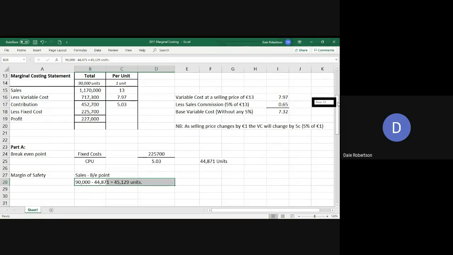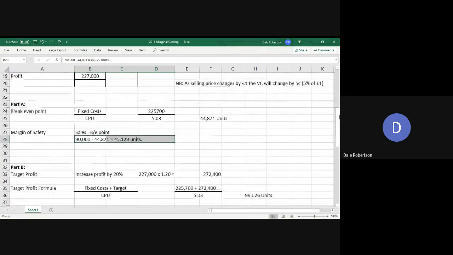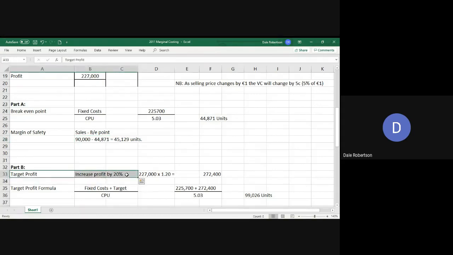Part B of the question asks us the number of units that must be sold in 2011 if a company is to increase its net profit by 20% over this year's number, assuming everything else remains the same. To increase the net profit, that is a target profit formula we use. So we're increasing our net profit by 20%. Well, here is our net profit, 227,000. If you multiply that by 1.2, that will bring that profit right up to 272,400.